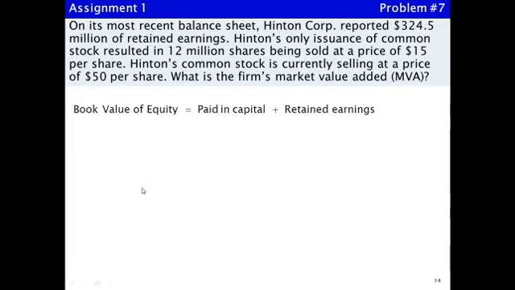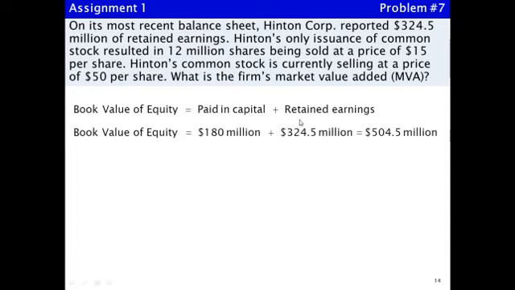Okay, in order to do the market value added from the previous formula, we need market value of equity and book value of equity, right? Well, let's start calculating book value of equity. The book value of equity is the paid-in capital plus the retained earnings, as we've discussed before. The paid-in capital, $180 million, is the 12 million shares that were issued at a price of $15 a share. That's the 180 million. 12 million shares, $15 a share.